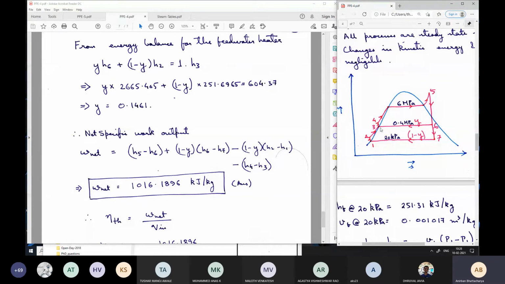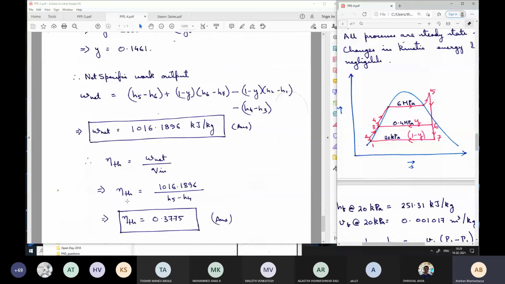So if you put in all the values, you will get that the net work output is 1016.1896 kilojoule per kg. Now we can find the efficiency. Efficiency is net work output divided by heat addition in the boiler. Heat addition in the boiler is H5 minus H4. If you put in these values, we will get that the efficiency is 37.75%.